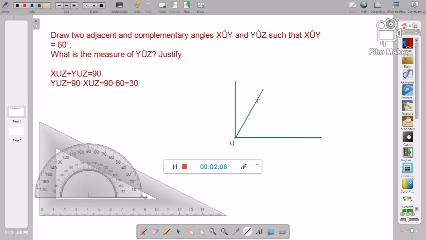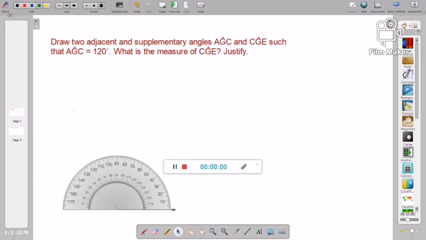Because they are adjacent, this is the common side, so this is UY. This was 60. So here it is X, UY 60, and still here I have Z. YUZ is 30 degrees.